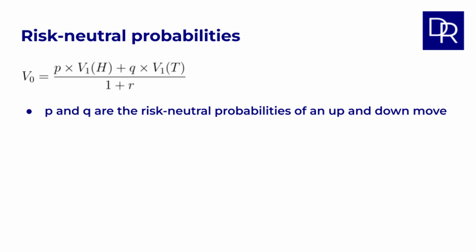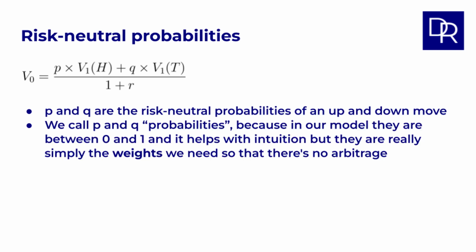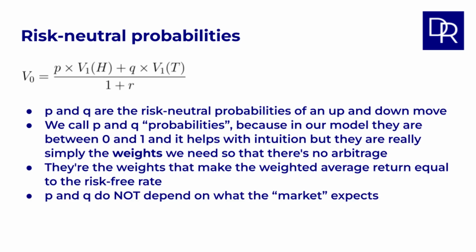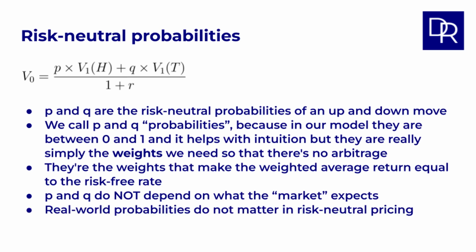We said that P and Q are the risk-neutral probabilities of an up and down move. We call P and Q probabilities because in our model they are between 0 and 1, and it helps with intuition. But they are really simply the weights we need so that there is no arbitrage. They're the weights that make the weighted average return equal to the risk-free rate. P and Q do not depend on what the market expects, because the real-world probabilities do not matter in risk-neutral pricing.